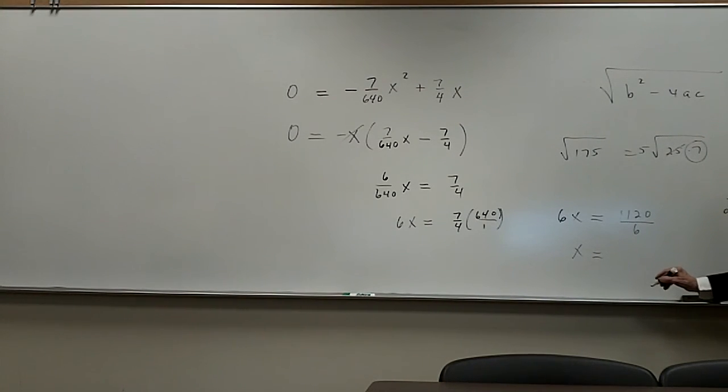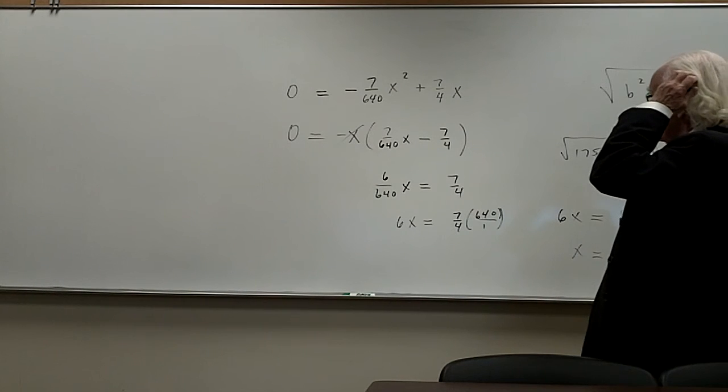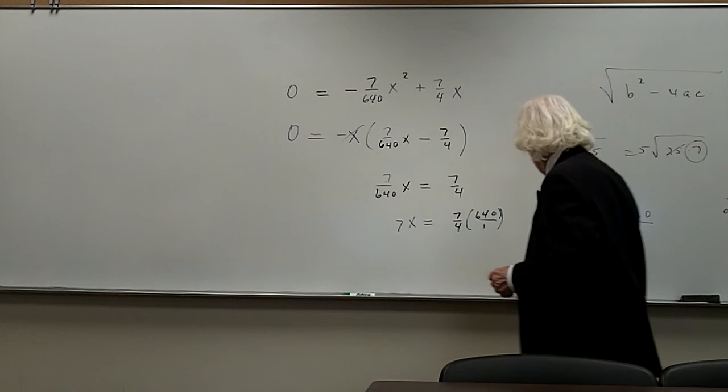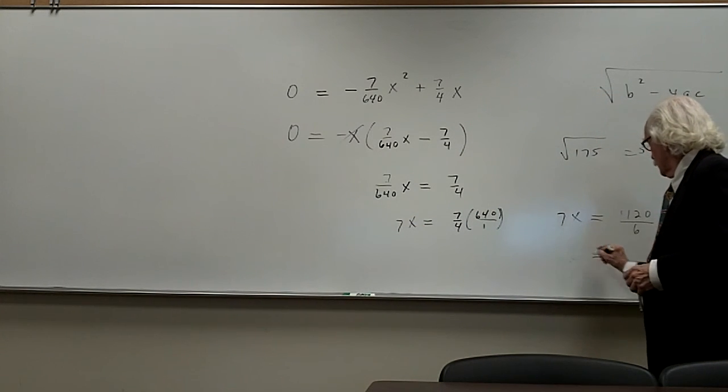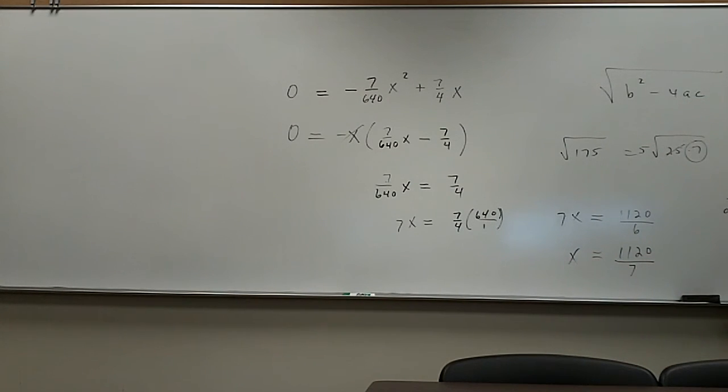Supposed to divide by 7. It's 160. Oh, this is 7? Yes, sir. Who did that? Divide by 7. 1120 divided by 7 is how much? 160. So guess what the answer is? Look at there. 160 whatever, feet or meters or whatever. I don't know what it's measured in.